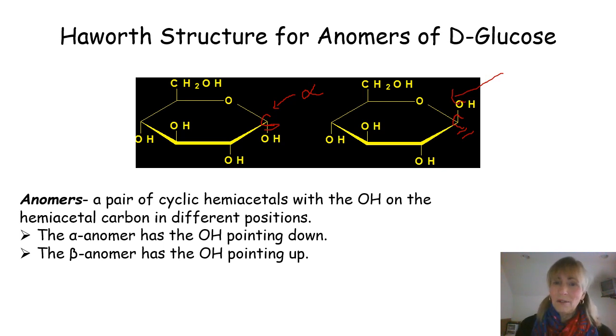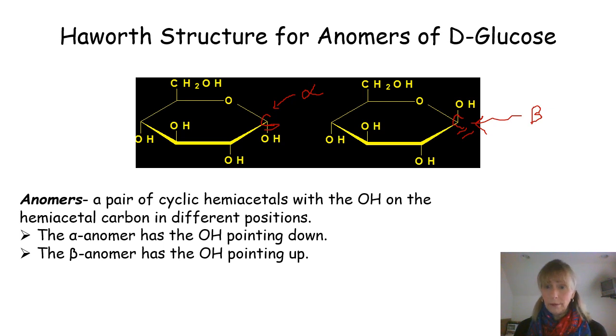All right, I'm going to take that out. I'm going to point to the carbon. So the carbon with the OH pointing up is called the beta, beta anomer. Well, I think I can erase this actually. Oh, look at that, gone. Okay, all righty. So alpha and beta anomer.